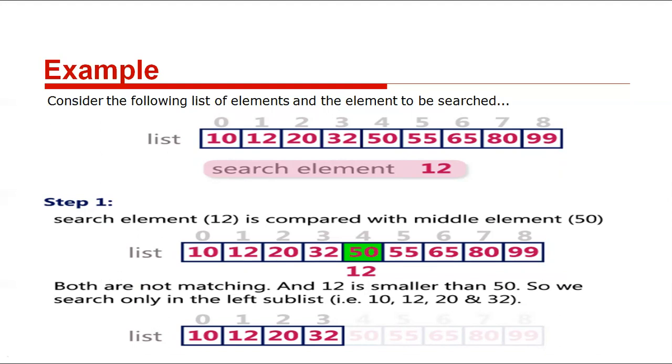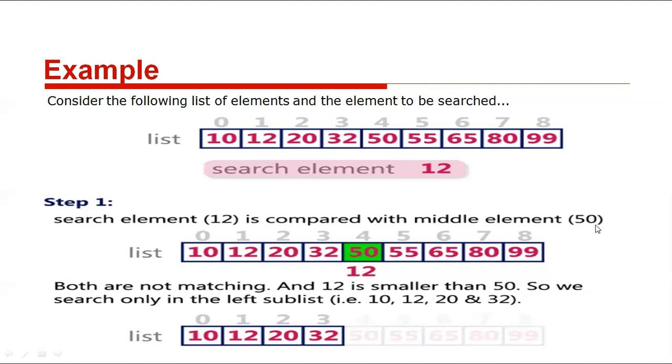I want to read a search element. Search element is 12. All of you, here starts the process. In step 1, search element 12 is compared with the middle element 50.